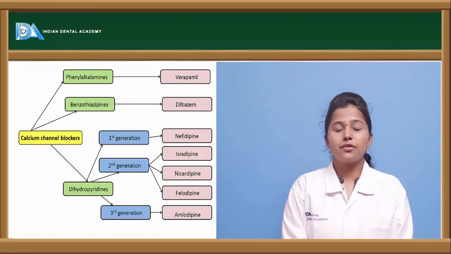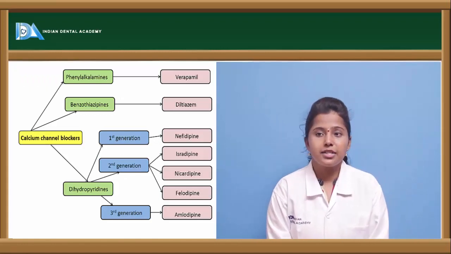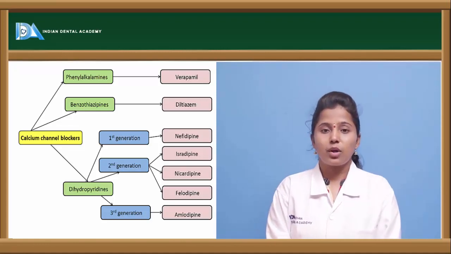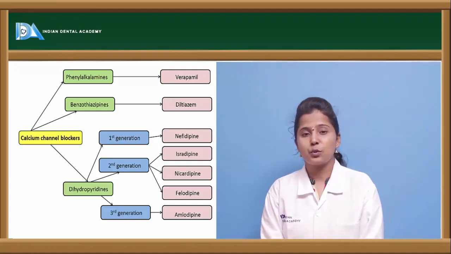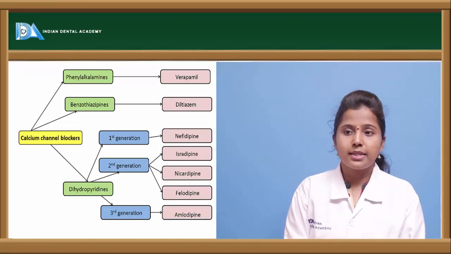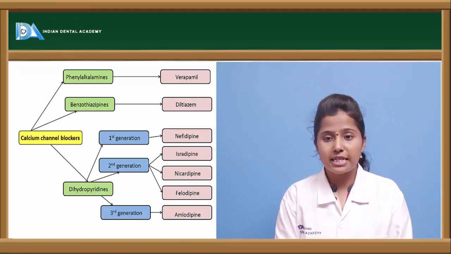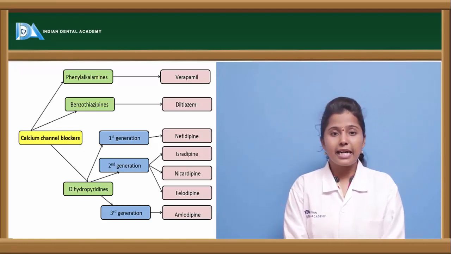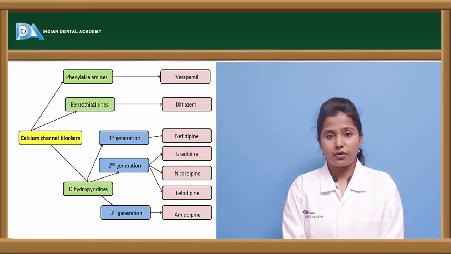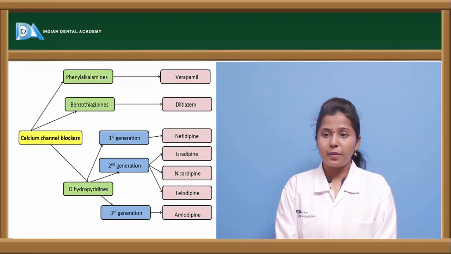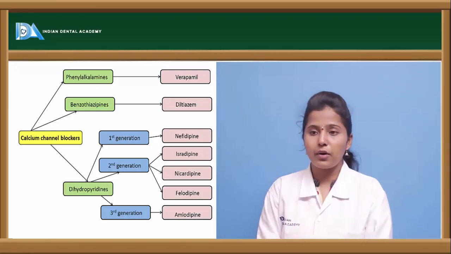Next, the other class of drugs are calcium channel blockers. Calcium channel blockers include three categories of drugs. One is phenylalkylamines, second one benzothiazepines, third one dihydropyridines. The drug which comes under the category of phenylalkylamine is verapamil. The drug which comes under the category of benzothiazepines is diltiazem. And dihydropyridines include three generations of drugs. First generation of drugs includes nifedipine. Second generation includes isradipine, nicardipine and felodipine. Third generation includes amlodipine.